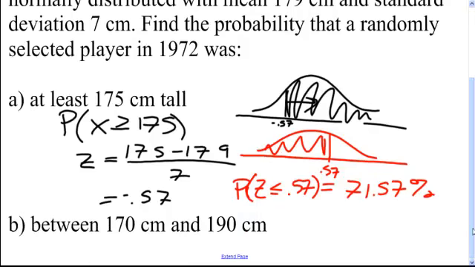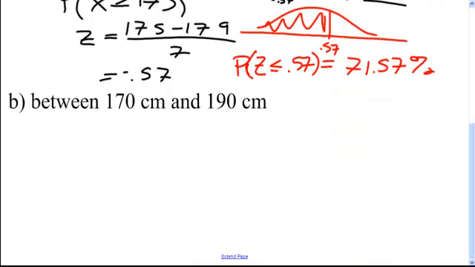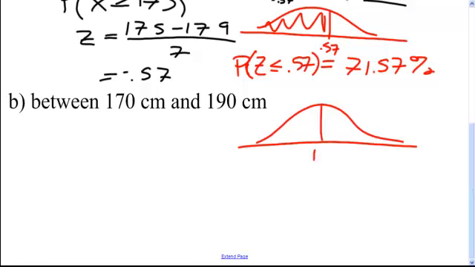Okay, so that's finding the percent given a value. The next one talks about it between some values. I want to find between 170 centimeters and 190 centimeters. So again, I can convert this into my z-scores, find each of those, knowing that my mean is at 179, and I'm looking down at 170, and I'm looking up here at 190, and I'm finding all of this in between. So I'd have to convert all my z-scores, do my subtraction, all of that stuff, which takes a lot of work. Can do. We've done that in a previous video.